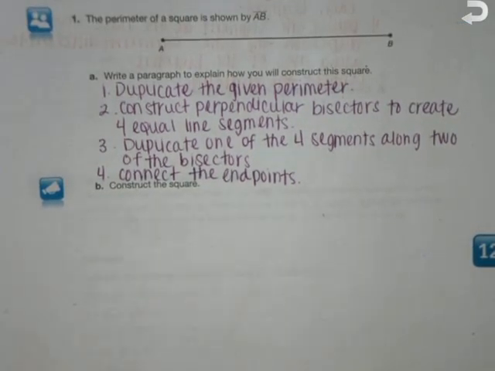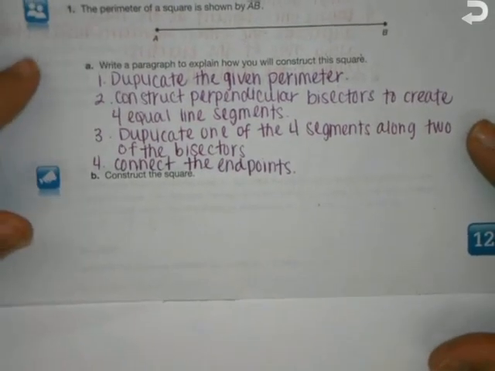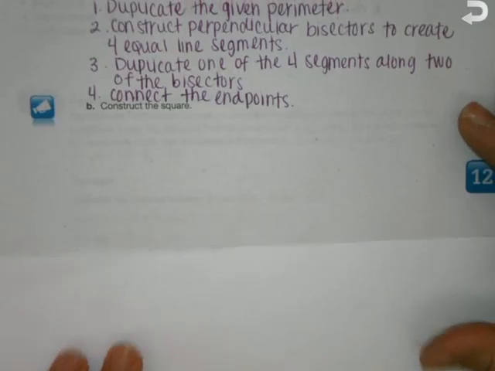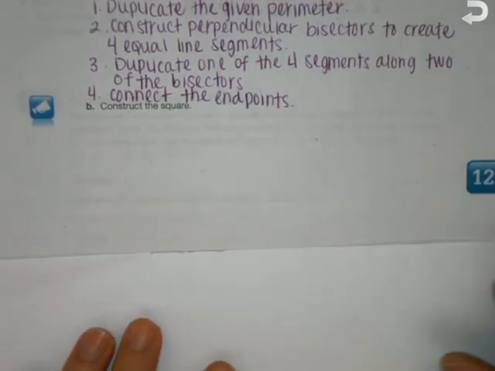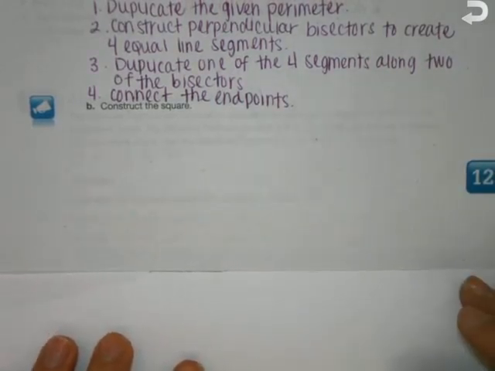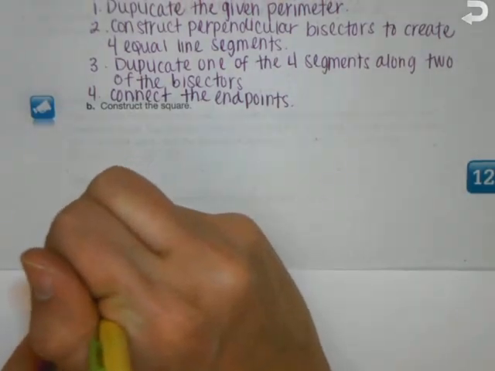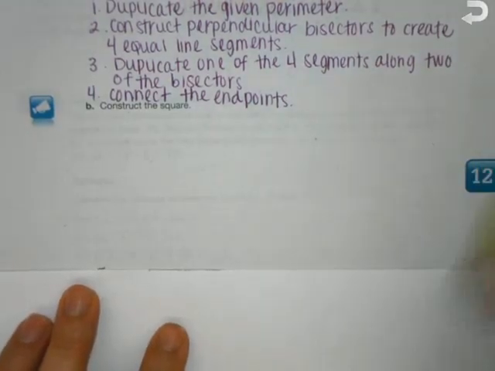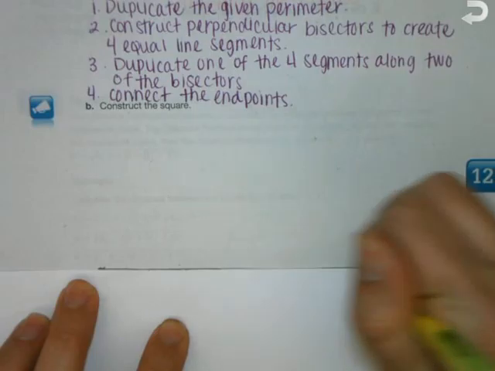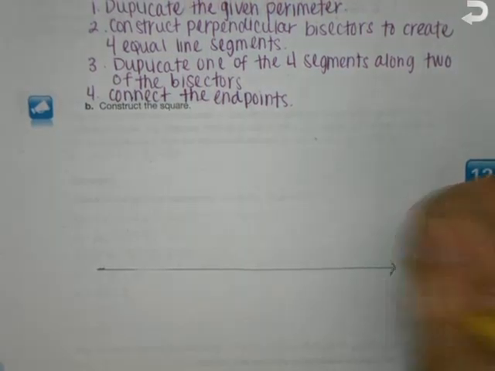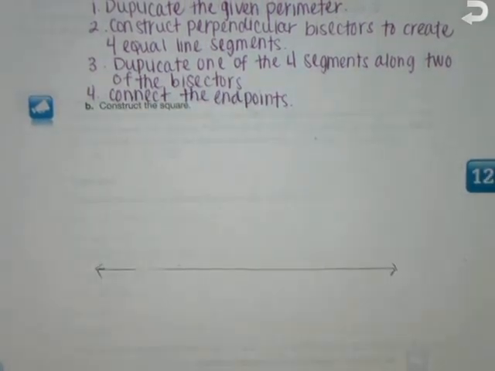Okay, so they did not give us a starter line for this one, so draw a starter line. I would probably put it somewhere around halfway down the page because we are going to be constructing some bisectors, which can take up a lot of room. So draw yourself a starter line. Since it's a line, make sure you put arrows at the ends.